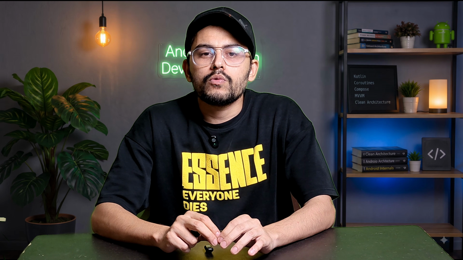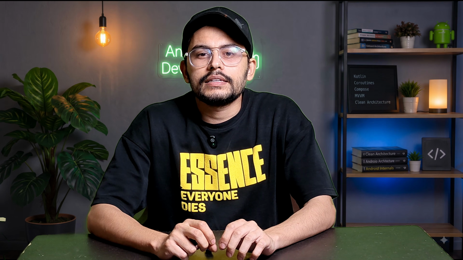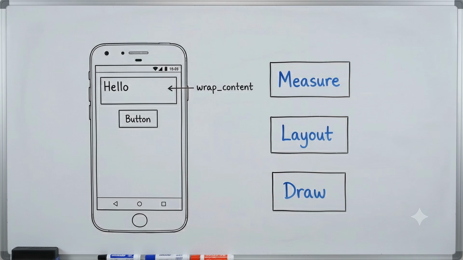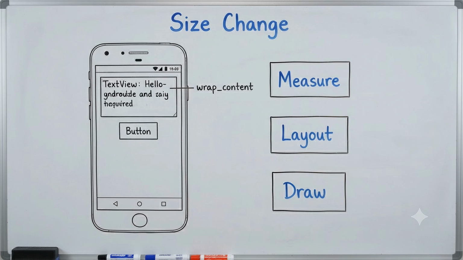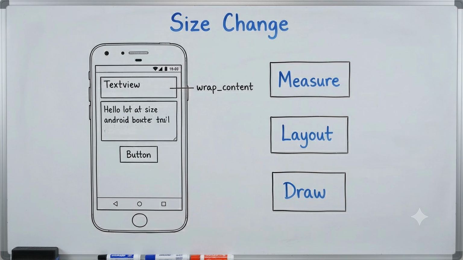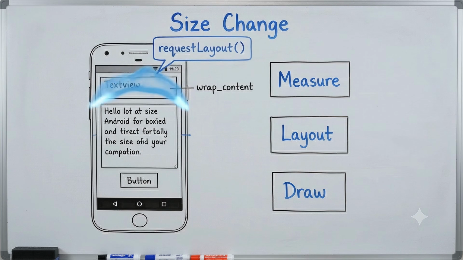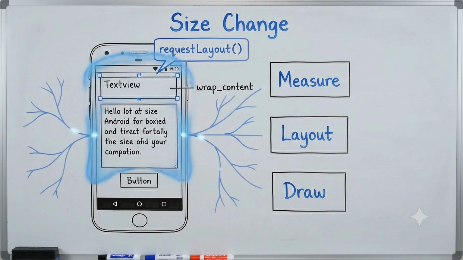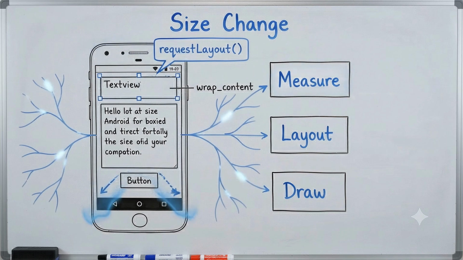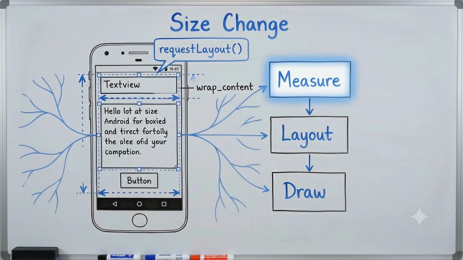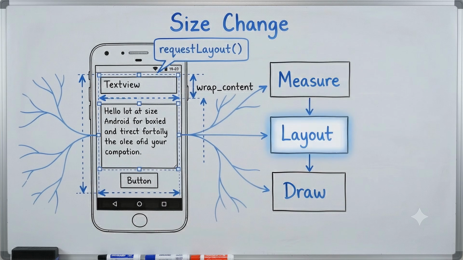So now let's look at a different situation. Imagine the text view is using wrap content and instead of a short message, you set a much longer piece of text that wraps into multiple lines. This time, changing the appearance isn't enough. The view's dimensions have changed, which means the existing layout is no longer valid. In this case, simply invalidating the view won't solve the problem.